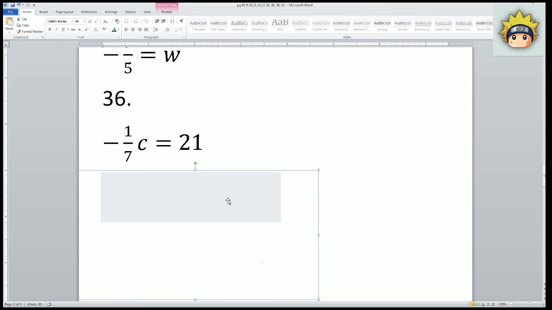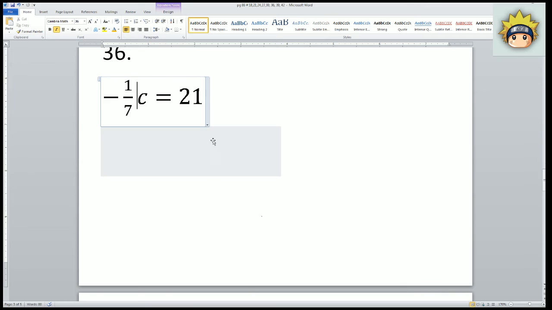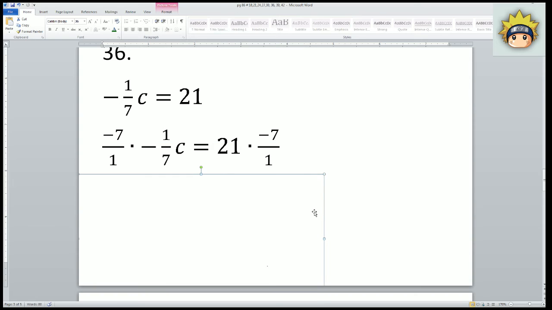Good. 36 gives us negative 1 over 7 times c equals 21. What is attached to this c? Right? This divide by 7 is what is attached to this c. Hopefully you can see it. Okay. To get rid of it, to isolate for the variable, we have to do the inverse operator, right?